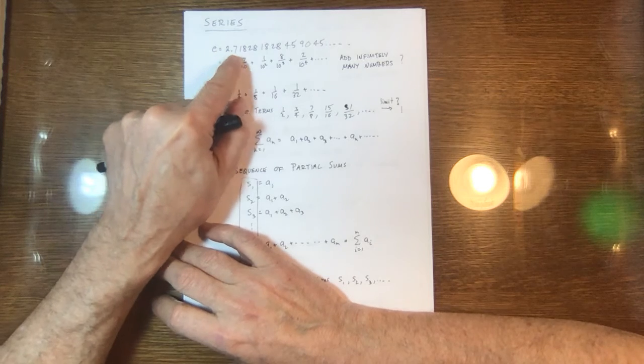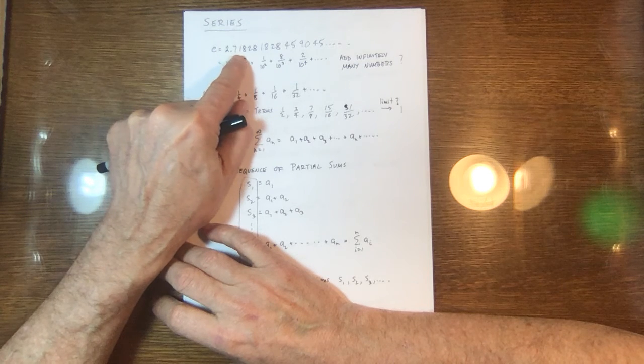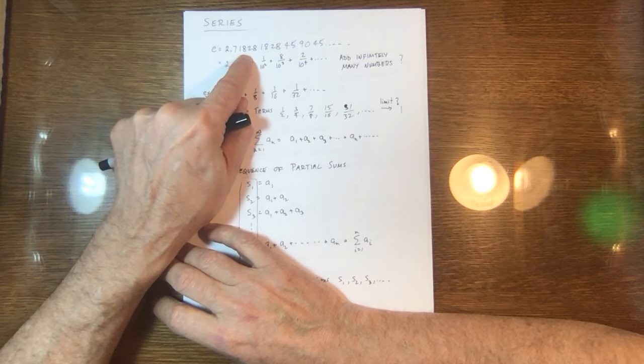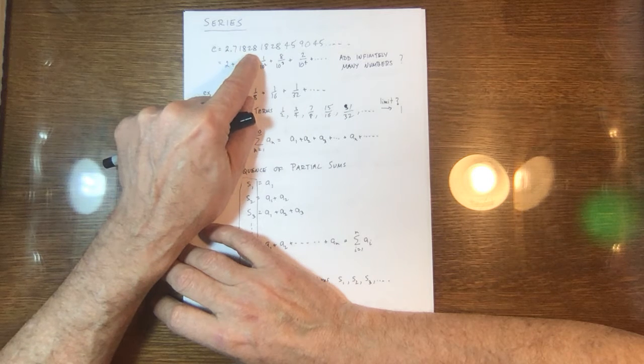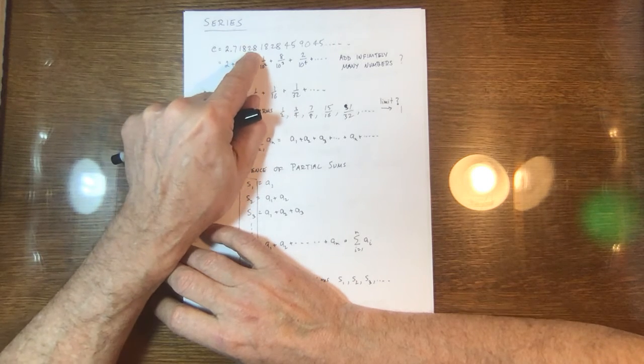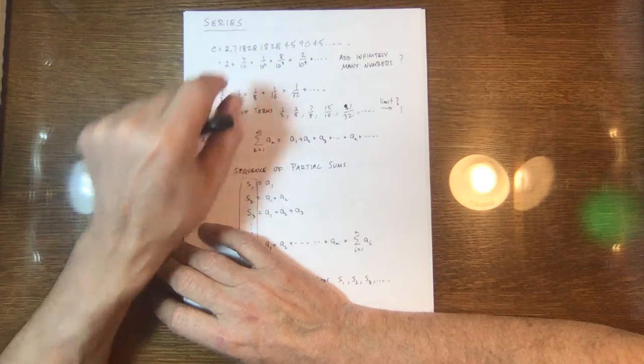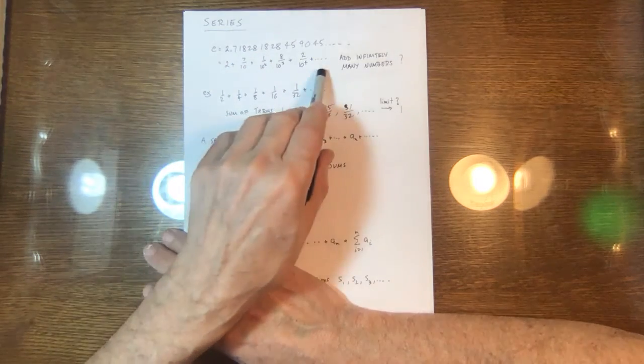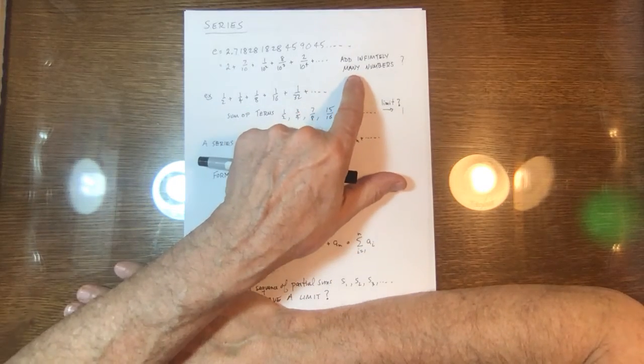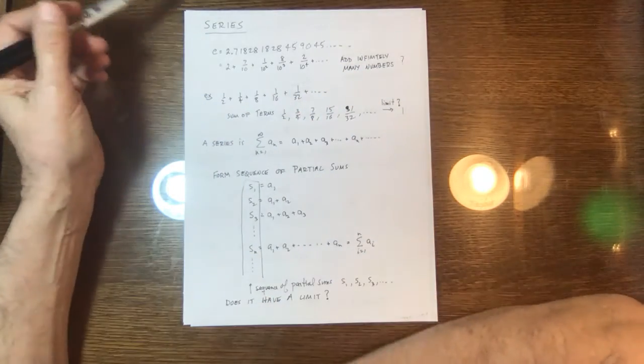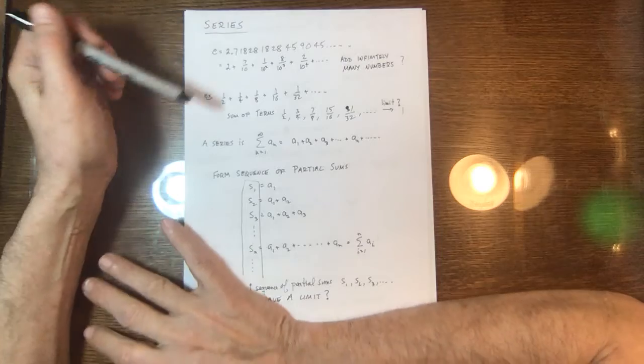Well, you mean 2 plus 7/10 plus 1/100th plus 1/1000th plus 2 over 10 to the 4th plus 8 over 10 to the 5th, etc. So that's what you mean. Well, what does that really mean? How do you add up infinitely many numbers?